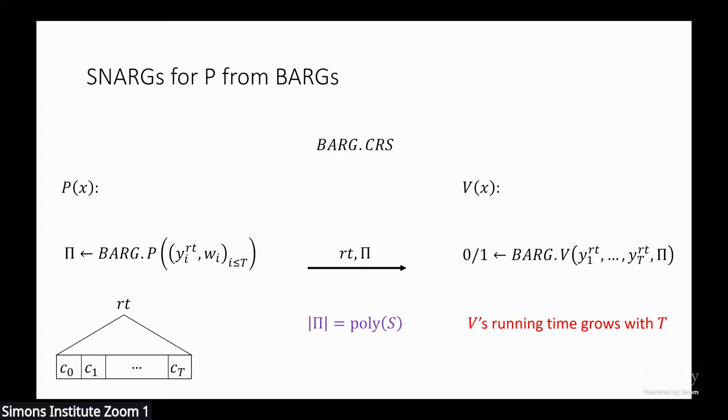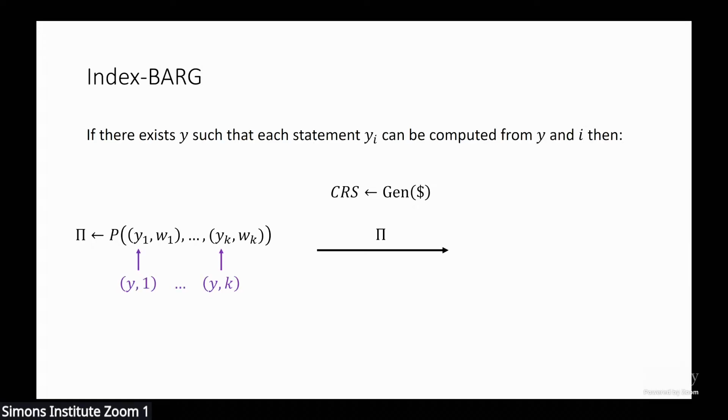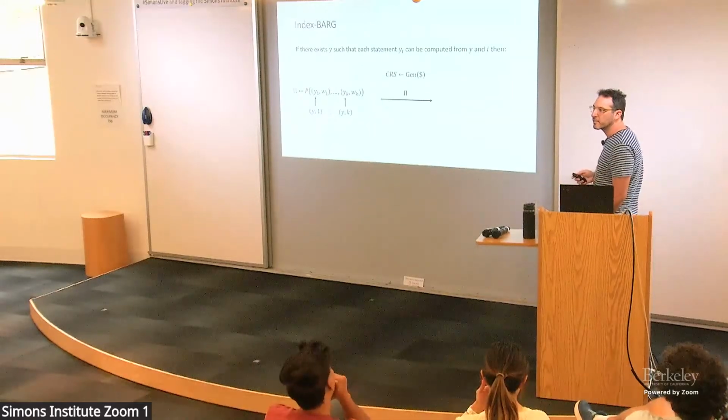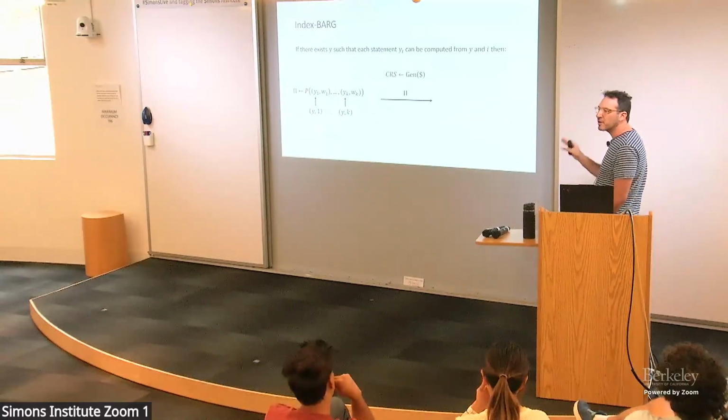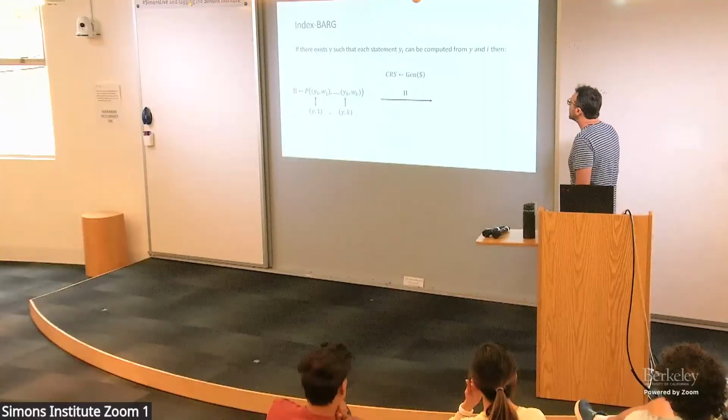Okay. So we need something like an index BARG. What is an index BARG? It looks exactly like a BARG, but now if the statements y1 through yk are uniform, then we can do something better. What is uniform? It means that there exists one string y that can be used to generate all these other statements. So every statement yi, we can compute it using just y and the index i. As long as it's polynomial time, I'm not paying for it, but small, obviously. I mean, the whole point is to compress. But actually, nothing is going to grow with this computation.